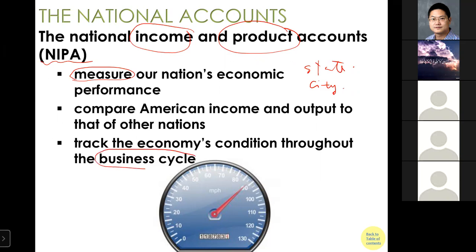We talk about the business cycle. Essentially, it's a fluctuation of the economic behavior, the economic performance. So we can use that to keep track of the business cycle. Here, I want to emphasize that this NIPA account is an accounting system for the national economy. This is similar to, but quite different from, the accounting system we use to keep track of a business. So that's the difference.